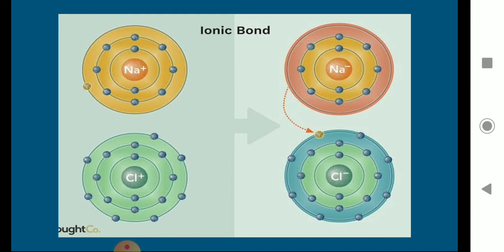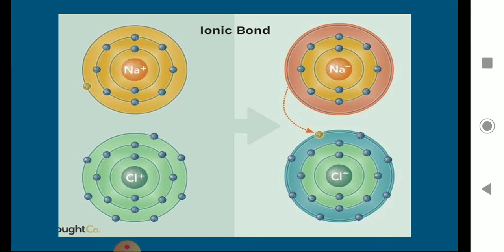And chlorine requires one electron to complete its last orbit, that we call an octet. The last orbit with 8 electrons is called an octet, or if the last orbit has 2 electrons, we call it a duplet. So chlorine receives one electron from sodium, and sodium becomes positively charged and chlorine becomes negatively charged. Why does sodium become positive? Because it is losing one electron and a proton becomes extra there, and chlorine is negatively charged because it is receiving one electron more.